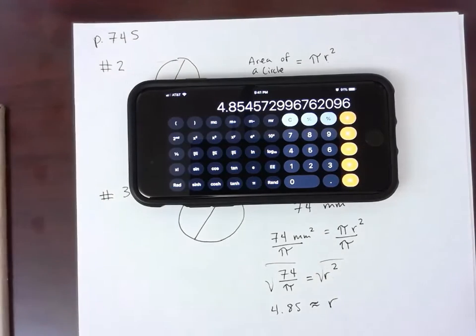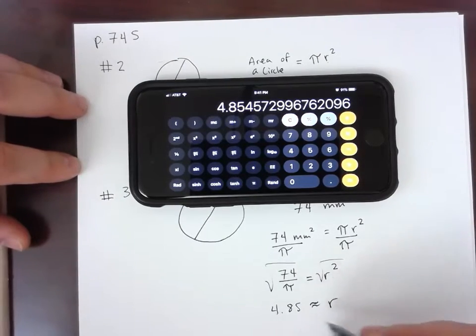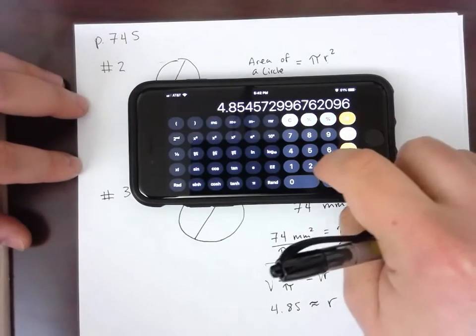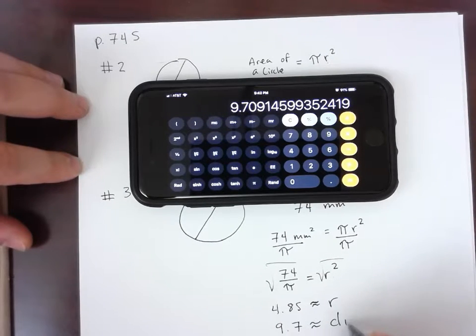But in the question it's asking for the diameter. So if our radius equals that, we got to times this by 2. So I'm going to times that by 2, and I get 9.7. And we're rounding to the nearest tenth, so that would work just lovely for our diameter.